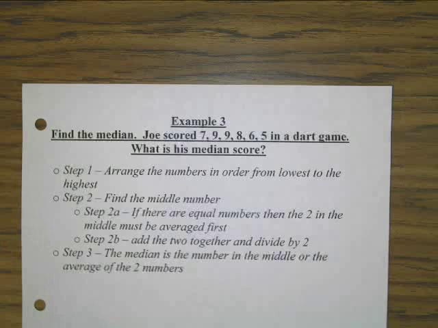All right, so example 3 is to find the median. Joe scored a 7, a 9, a 9, an 8, a 6, a 5 in a dart game. What is his median score?